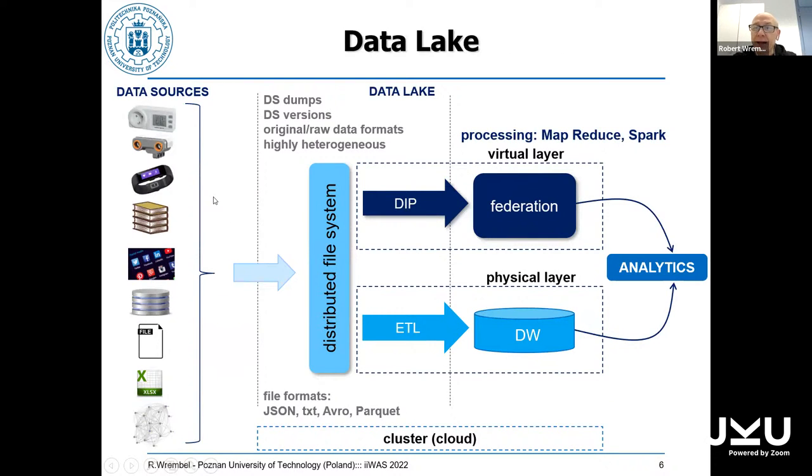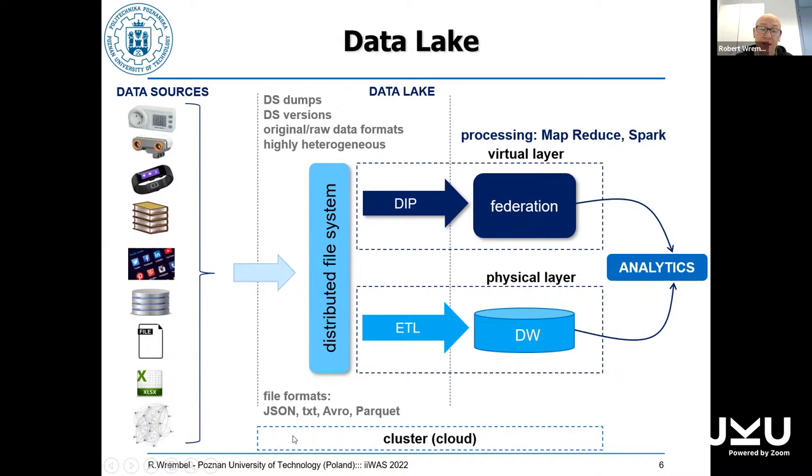Then data lake, a recently very popular architecture. We have, as previously, various data sources, distributed, highly heterogeneous. And then we have an intermediate layer that is called a data lake that stores data source dumps, versions of data stored in these data sources. Data stored in a data lake are in an original or raw data format, and they are highly heterogeneous. At the lower level, there are some storage formats: JSON, Avro, Parquet.